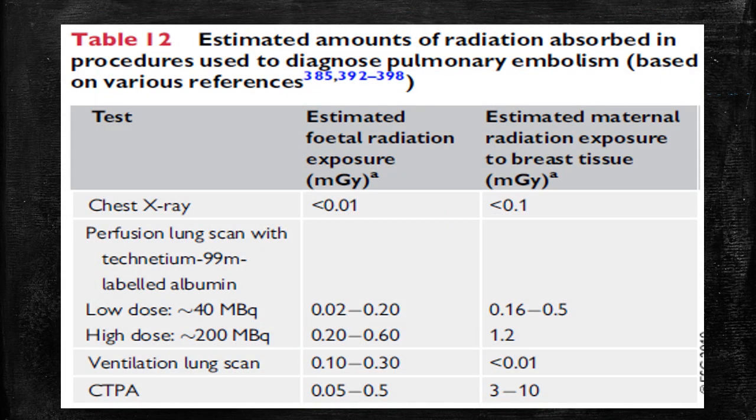These are some estimated amounts of the radiation absorbed in the procedures used to diagnose the pulmonary embolism based on various references. I just wanted to mention in this slide that a chest X-ray provides estimated fetal radiation of 1/10 of the maternal radiation, which is 0.1 for the mother and 0.01 for the fetus. And if you're going for the CTPA, that is 3 to 10 for the mother as a non-pregnant adult, but only 0.05 to 0.5 for the baby.